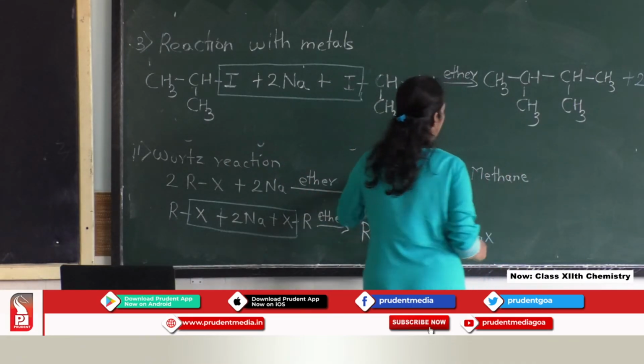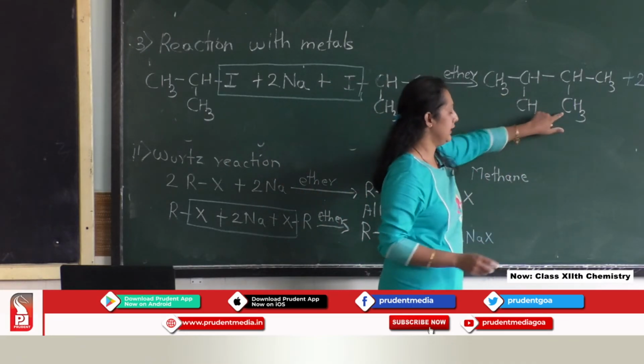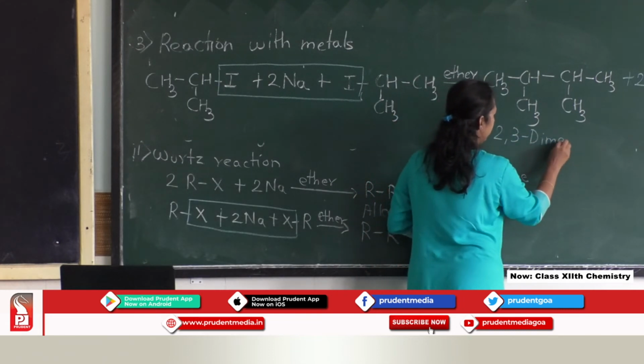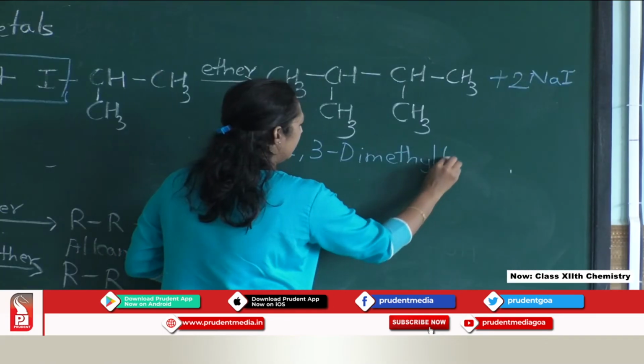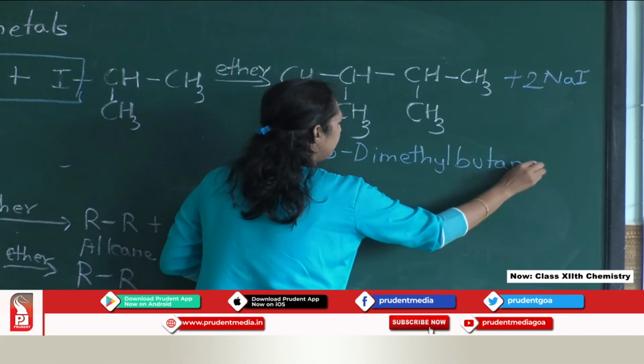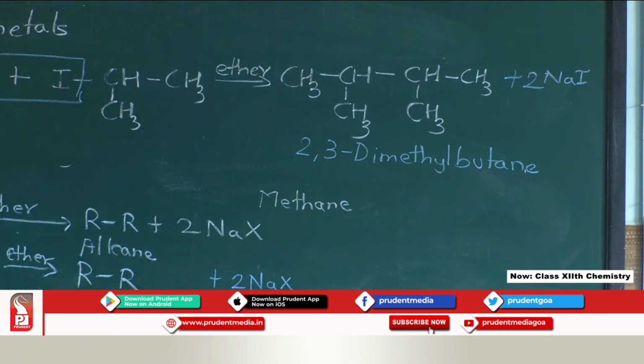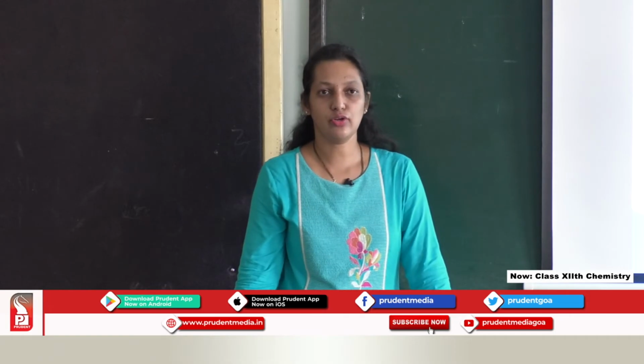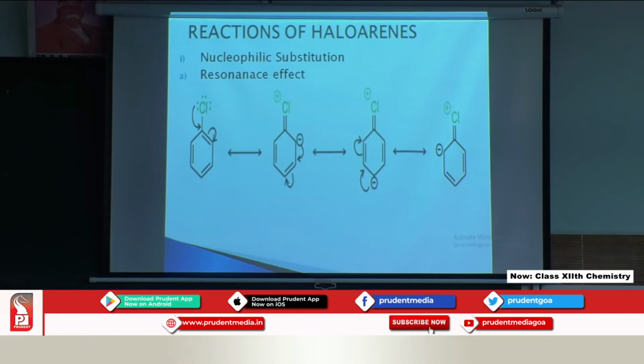So, the name of the product is 2,3-dimethylbutane. So, that is the Wurtz reaction. We have seen the reactions of haloalkanes. Now, we are going to see the reactions of haloarenes. Again, it is divided into three. First one is the nucleophilic substitution reaction, second one electrophilic substitution reaction, and third one reaction with metals.